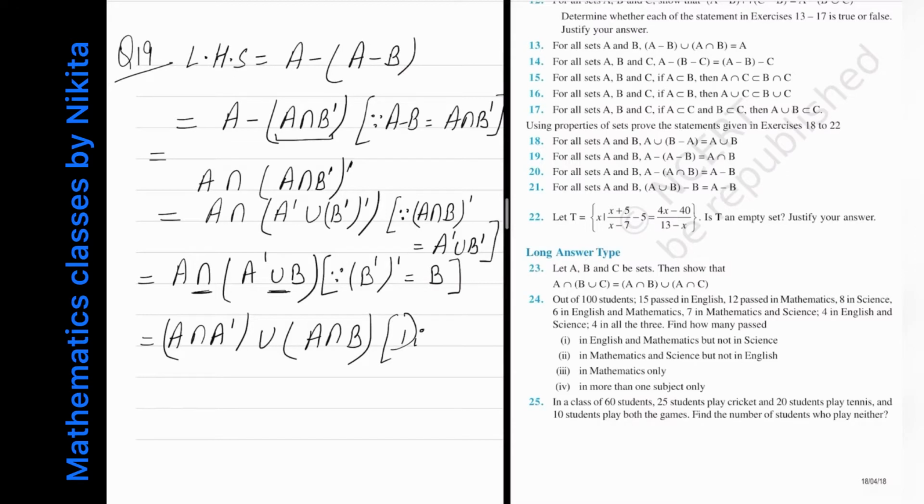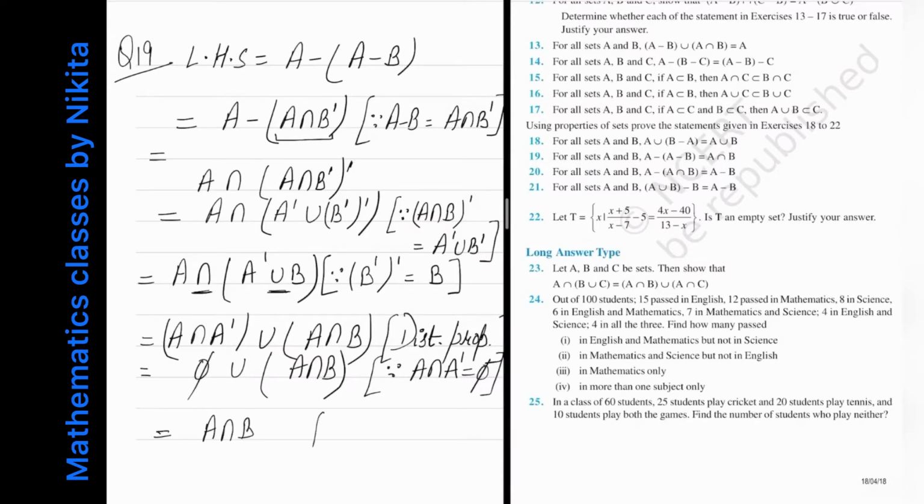I have used the distributive property, and this is equal to, now A intersection A complement is the empty set. Since A intersection A complement is equal to phi, whenever you take the union of some set with phi, you will get the set itself. So this is equal to A intersection B, and the reason is that phi union A is equal to A, and this was your right hand side. So therefore, hence proved.